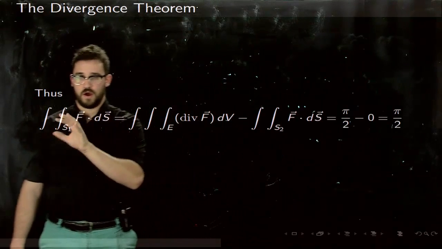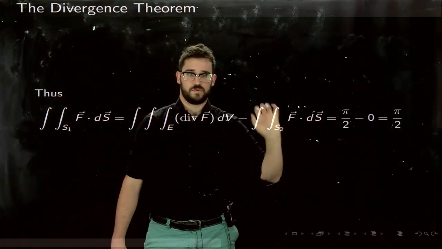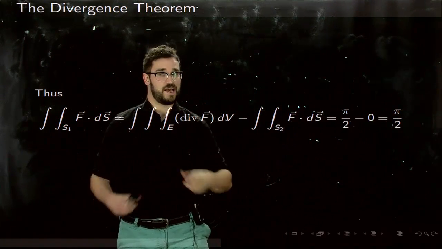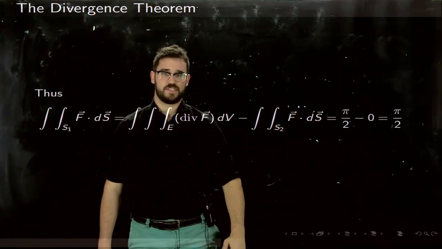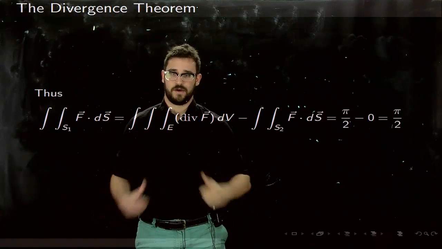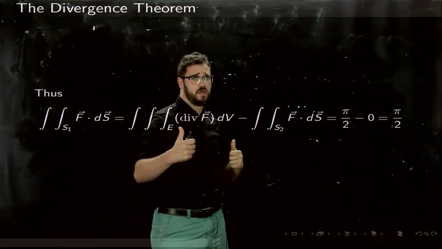Thus, our integral, we figured out this was pi over 2, this was 0, and this was pi over 2. As easy as, you guessed it, pi. And that's the divergence theorem, which is just Stokes' theorem in higher dimensions. So have a great day, and I hope you enjoyed multivariable calculus.